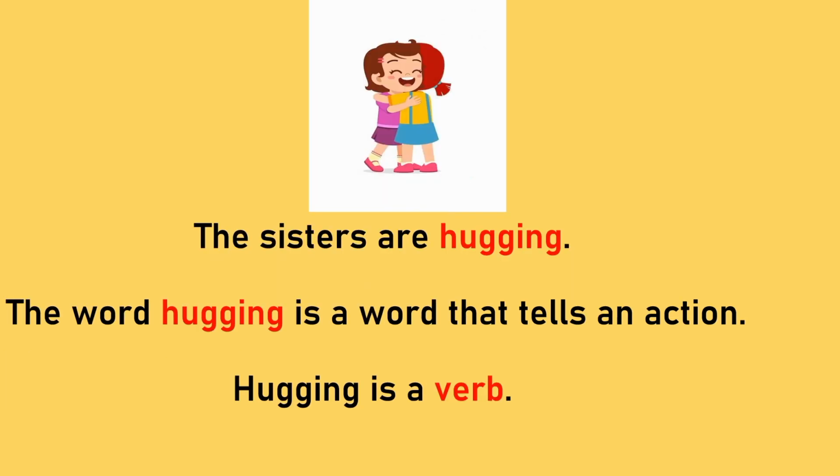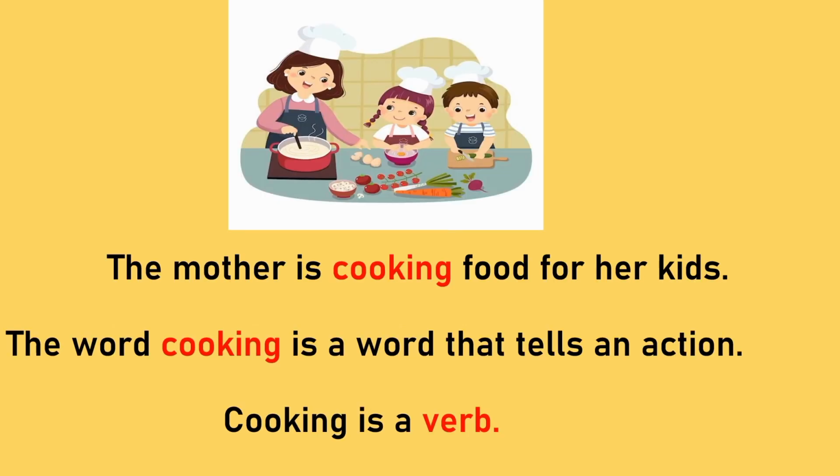The sisters are hugging. The word hugging is a word that tells an action. Hugging is a verb. So here, hugging is a verb. The mother is cooking food for her kids. The word cooking is a word that tells an action. Cooking is a verb. So here, cooking is a verb.